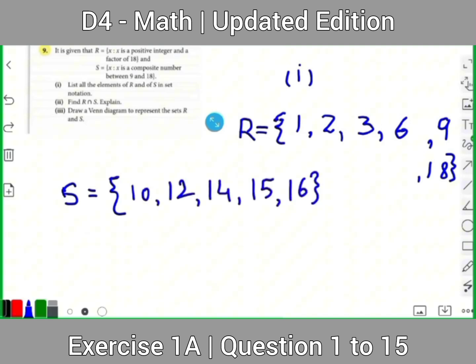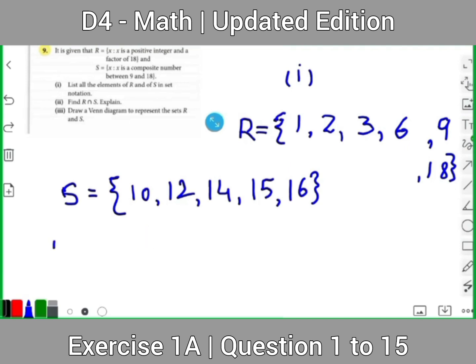Now we will check whether 10 is a composite number or not. So 1 times 10 gives us 10. 2 times 5 also gives us 10. So this is a composite number because it has more than two factors.